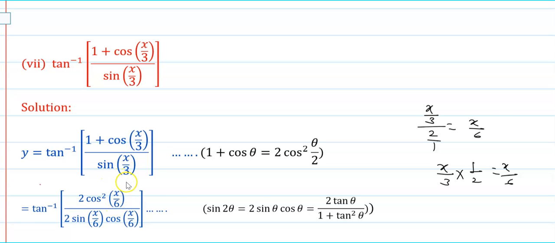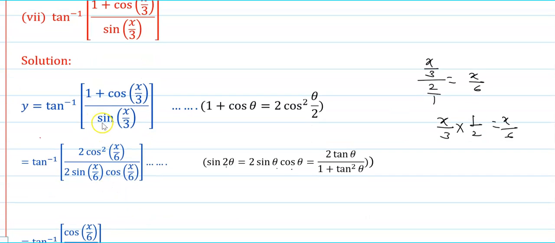Now what about sin of x by 3? Again, sin of 2 times theta is equal to 2 sin theta into cos theta. Means whatever the angle is, divided by 2. Now here the angle is x by 3, divided by 2, so you are getting x by 6. Similarly here, sin of x by 3 means 2 sin of x by 6 into cos of x by 6, by using this formula.